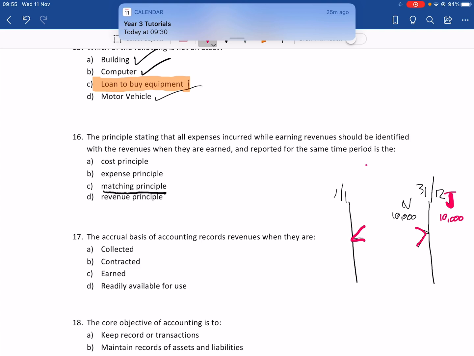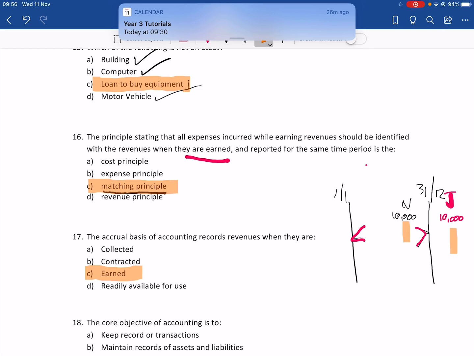So that's called, for number 16, where it says that all expenses incurred while earning revenues should be matched when the revenues are earned. So it's when they're earned, not when we receive them. That's called the matching principle. So to match the earnings when they are earned, not when they're received. And that's a similar thing. So the accrual basis, again, it's not when it's collected. It's there when the sales happened.